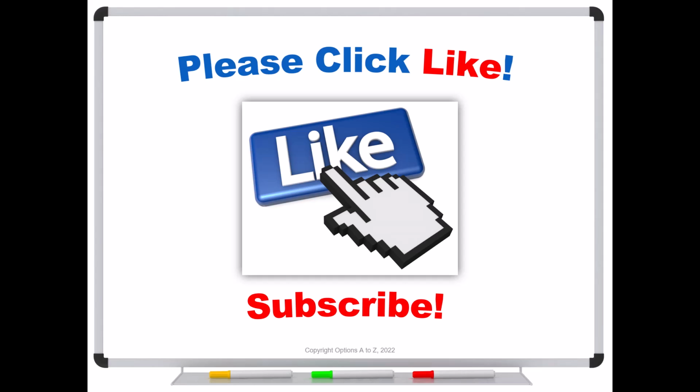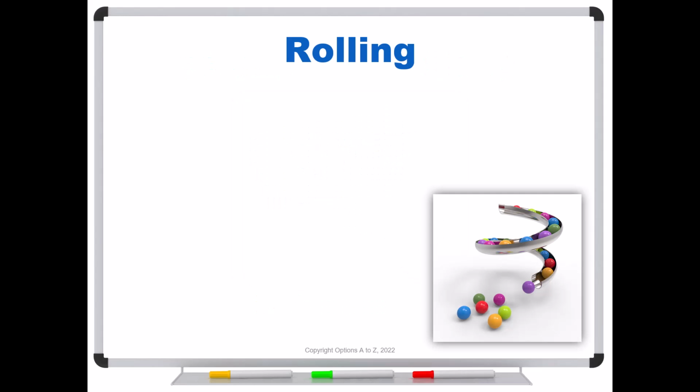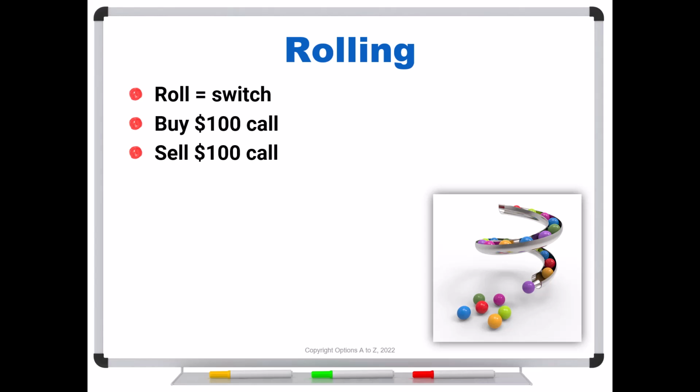So let's back up to the beginning. Be sure that everybody understands what a roll is. When we use the term roll in options trading, it really just means to switch. You're switching out your current contract for a different one. It could be a different strike, a different expiration, or both. For instance, if you buy the $100 call, and then sell the $100 call and turn around and buy the 105 call, you've rolled it.